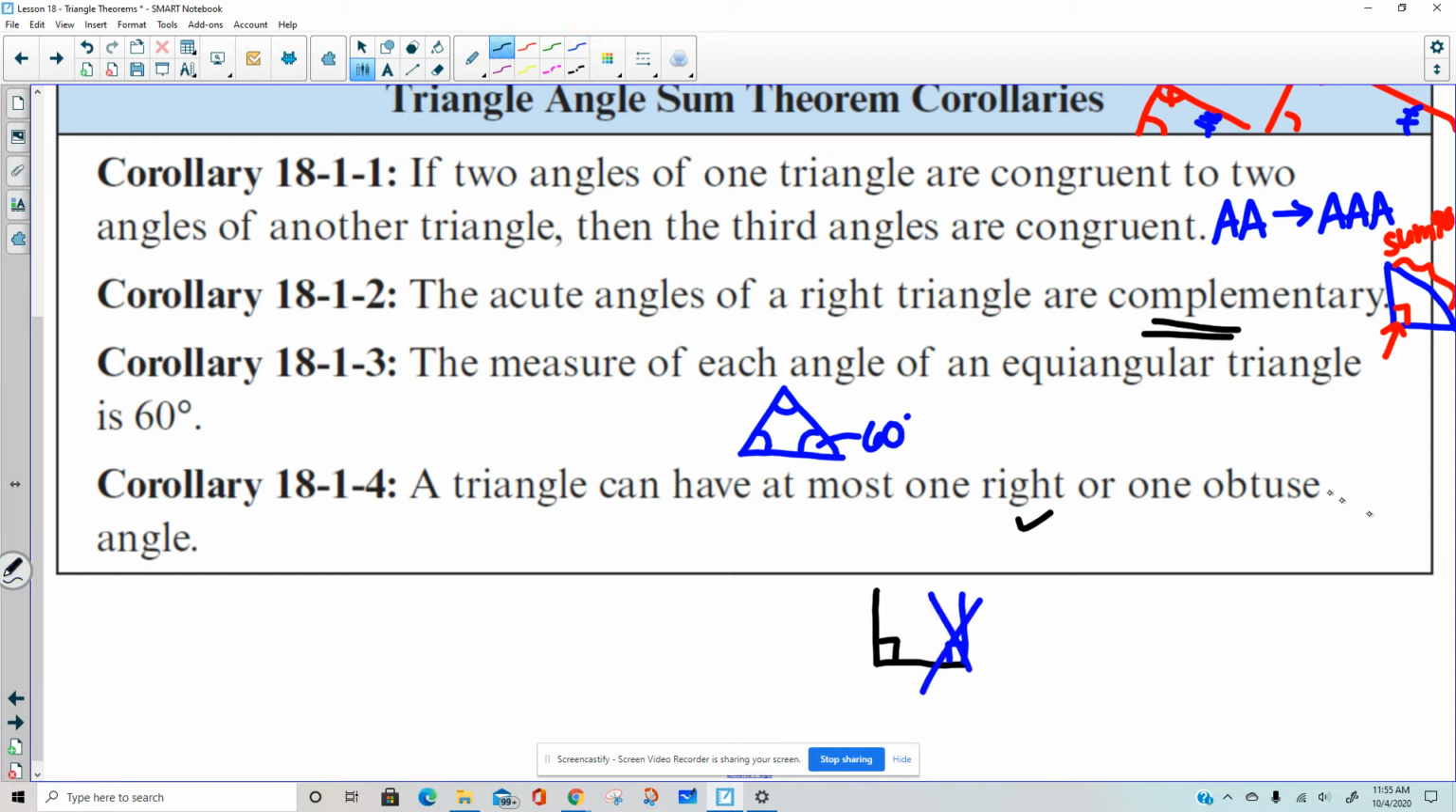Okay, let's try the other one. It can have at most one obtuse angle. So let's start drawing a triangle here with one obtuse angle. Great. All right, can we draw another obtuse angle?